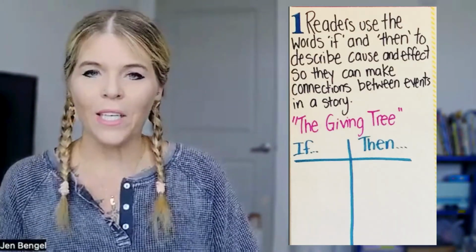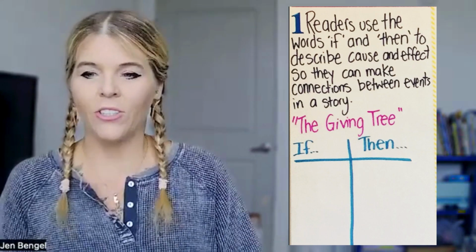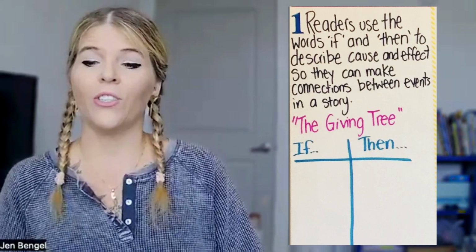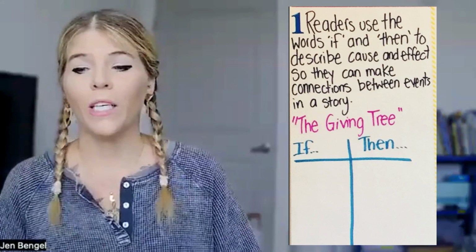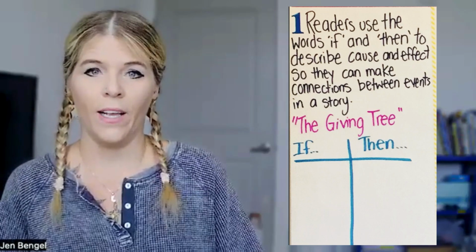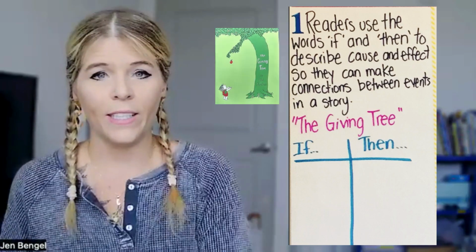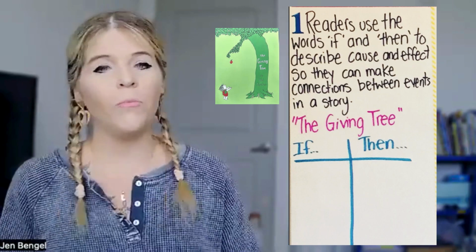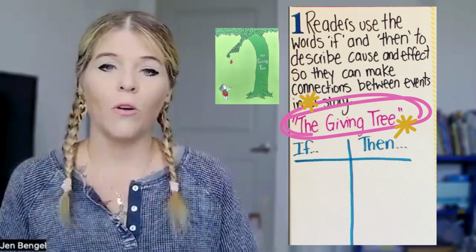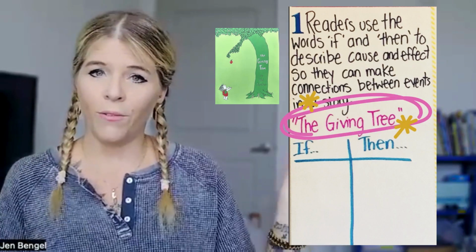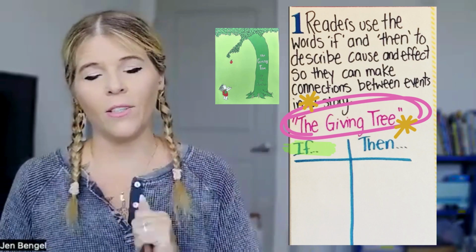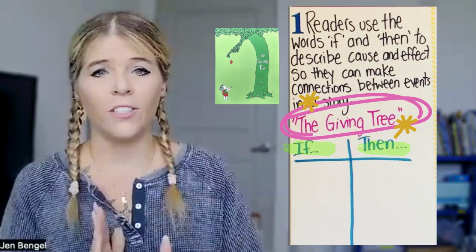And the mini lesson statement that I have for you to go along with this: Readers use the words if and then to describe cause and effect so that they can make connections between two events in a story. So at the top of your anchor chart for this lesson, after you finish reading The Giving Tree to your students, you would maybe write the title, The Giving Tree, and then on one side, write if dot dot dot, and on the other side write then dot dot dot, as a T chart.